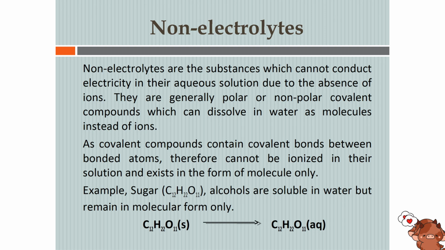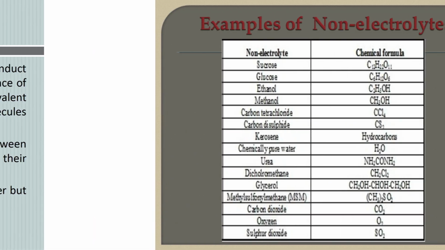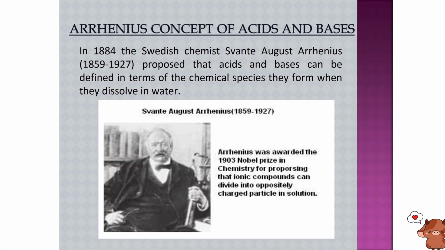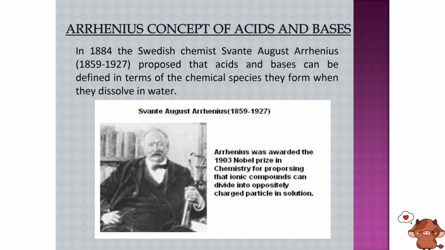Here are some examples of non-electrolytes: sucrose, glucose, ethanol, methanol, carbon tetrachloride, and others like urea, glycerol, and carbon dioxide. The table includes many more, such as kerosene, pure water, and sulfur dioxide. Now let's move on to the Arrhenius concept of acids and bases.